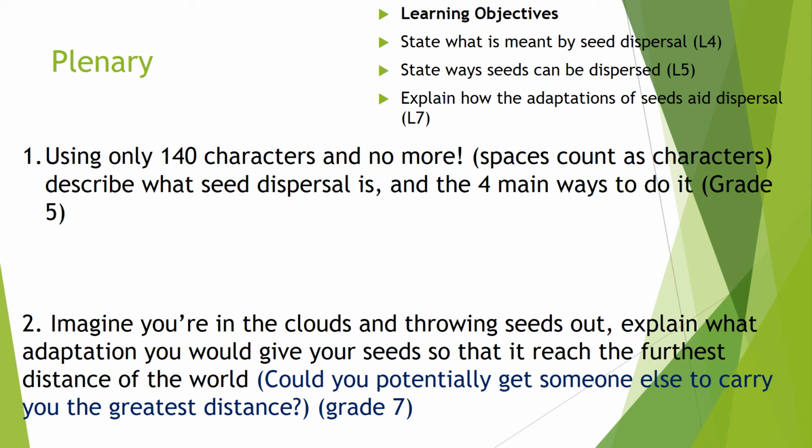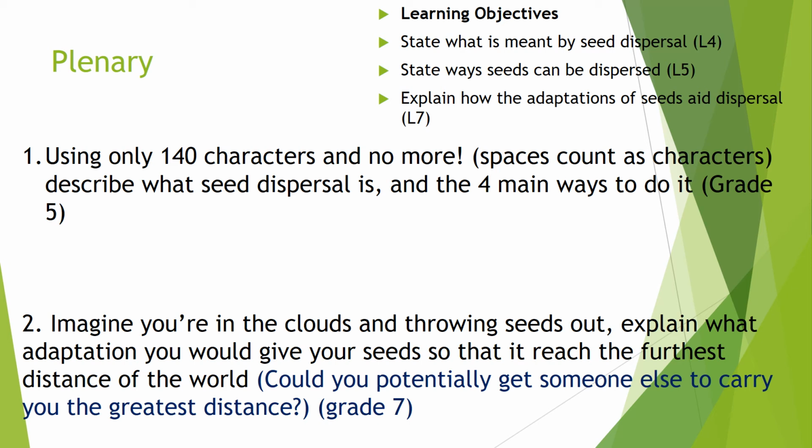Okay, last task for today, unless you want to join the house competition at the end of the lesson, is using only 140 characters. So those are letters, and spaces count as characters. So if you highlight, your Word document counts these, or you can just count them up by hand. Describe what seed dispersal is and the four main ways to do it. So that's your first task. So imagine you're tweeting, basically.